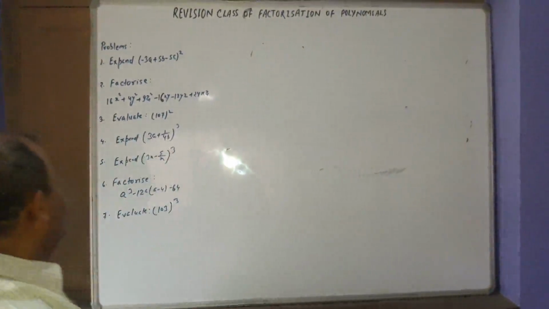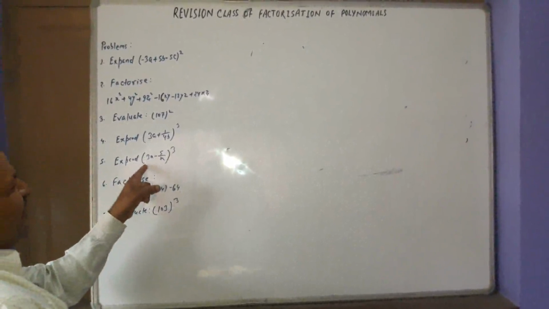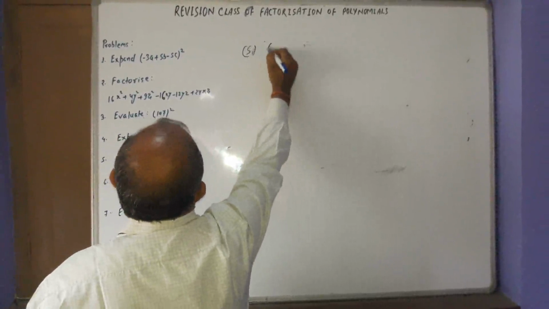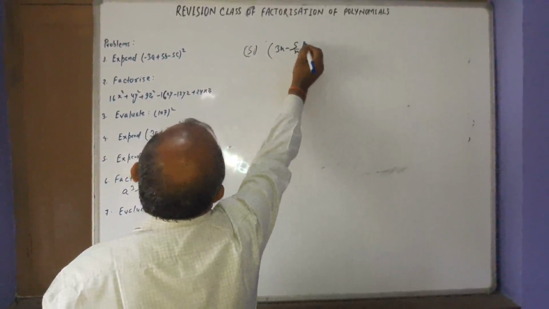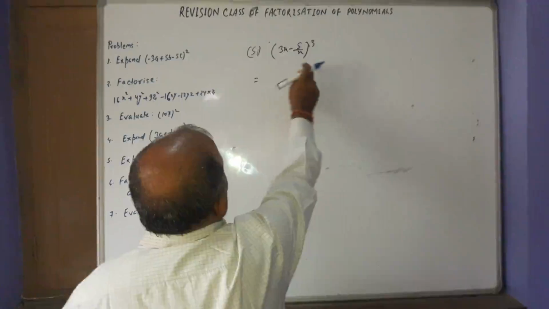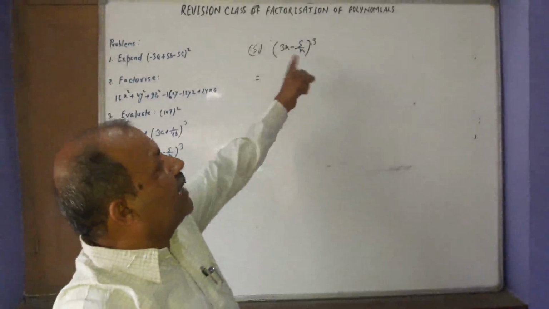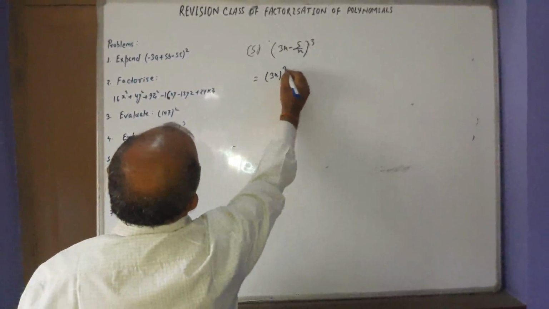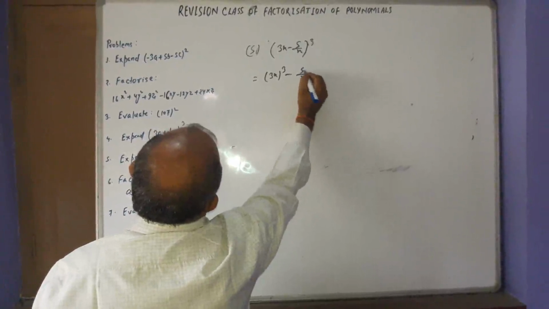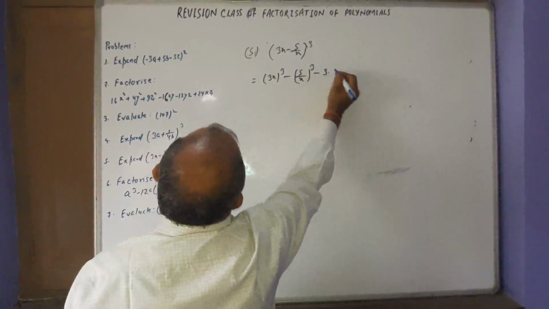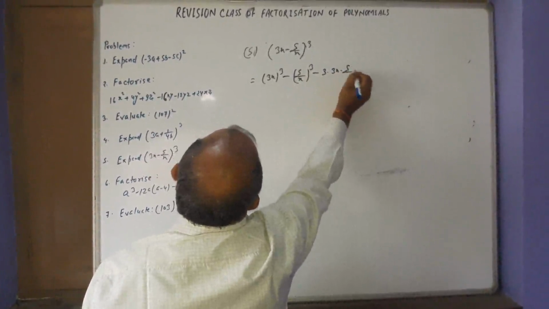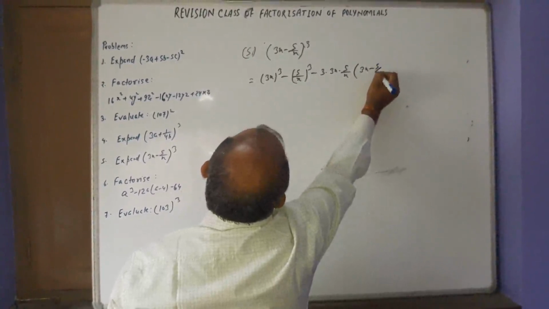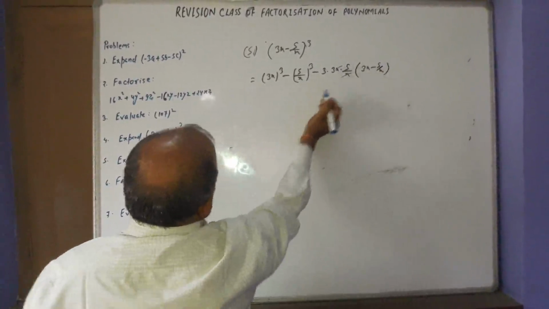Now we have to solve the fifth problem, in which we have to expand (3x minus 5 by x) cube. Here we have to use the formula for the cube of a minus b. This will be a cube, meaning (3x) cube, minus b cube, meaning (5 by x) cube, minus 3ab, meaning 3 into 3x into 5 by x into (a minus b), that is (3x minus 5 by x). This x will be cancelled by this.